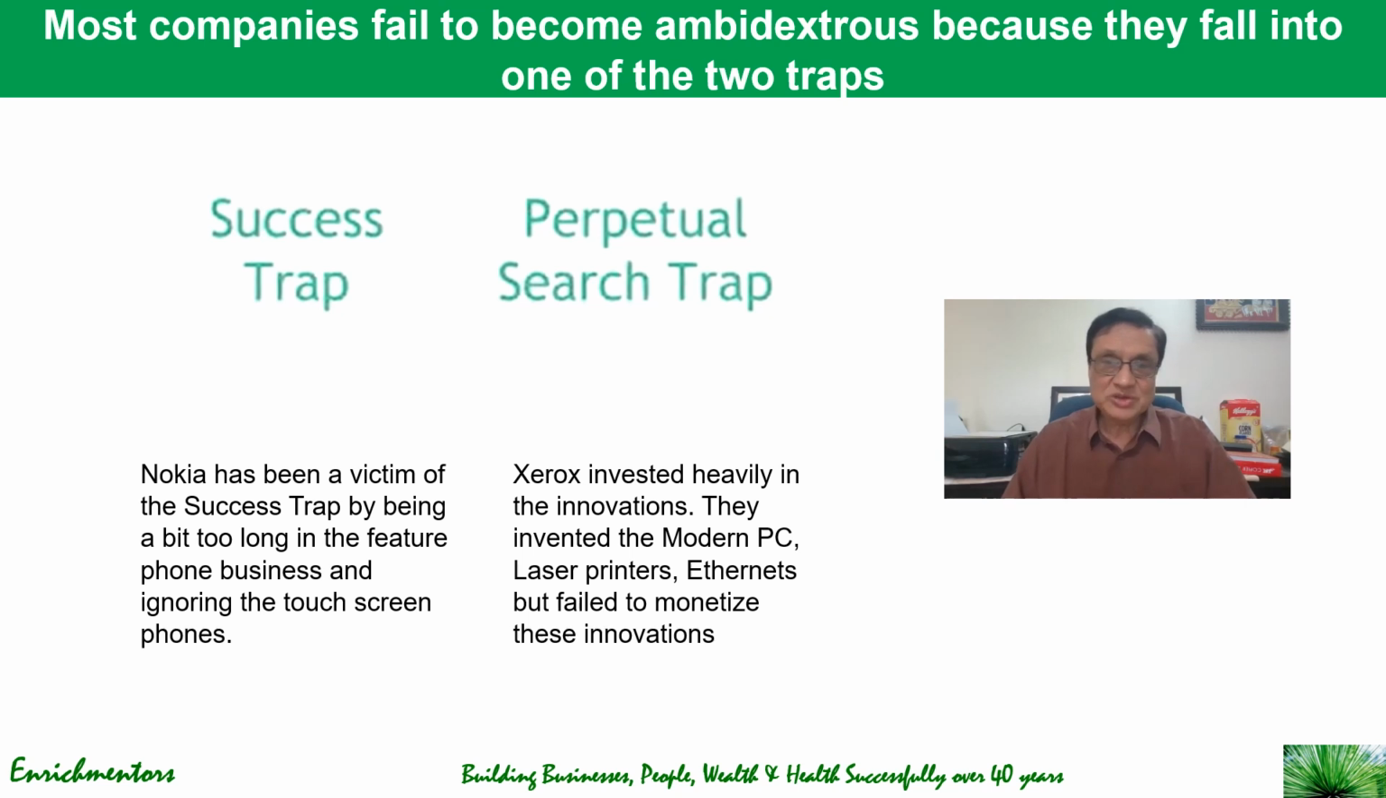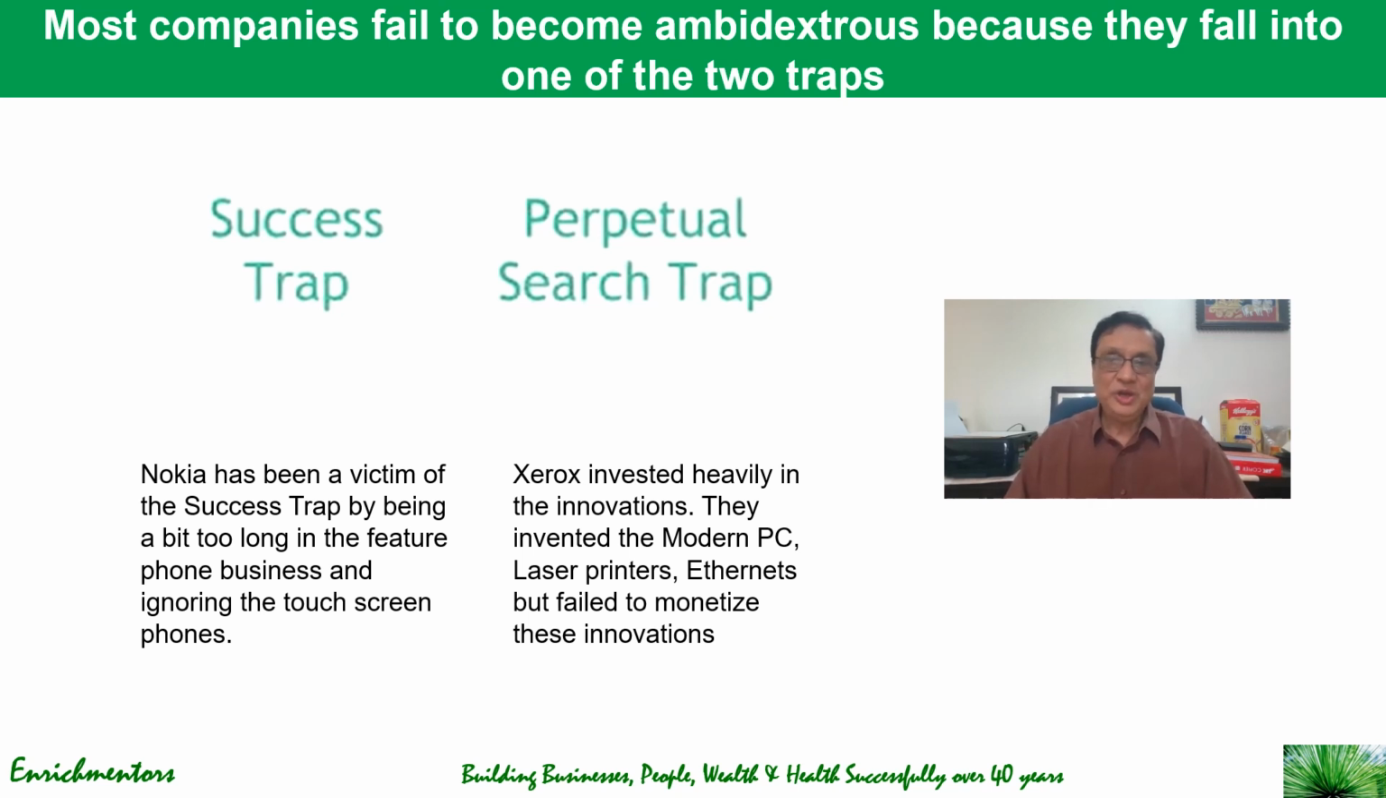The second is what is called the perpetual search trap, in which you keep searching for innovations. You keep inventing new things, but you don't monetize those innovations. Xerox is again a great example. They invented the modern PC, laser printers, Ethernet, but failed to monetize these inventions.